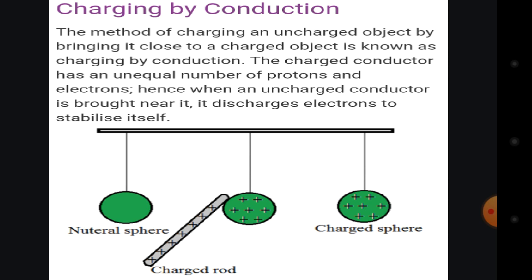So if we bring a positive charge, that is the proton, then it will stabilize itself through the discharging of the rest of the electrons in there. So it will stabilize itself. Then the protons will be higher than the electrons. So this is about charging by induction.